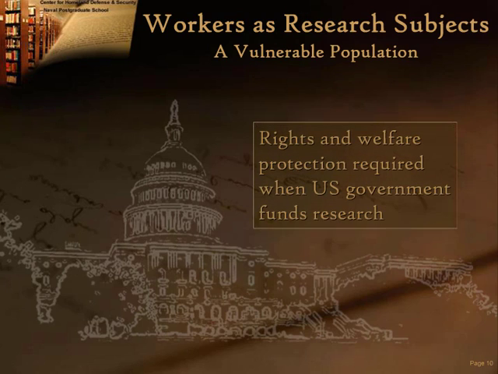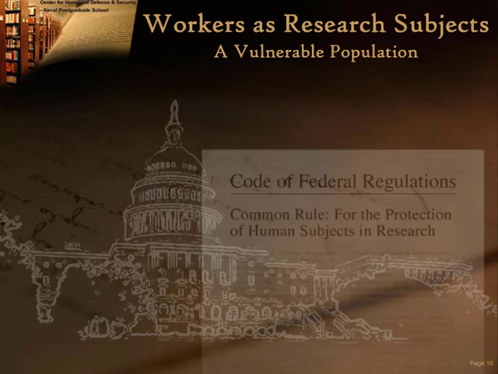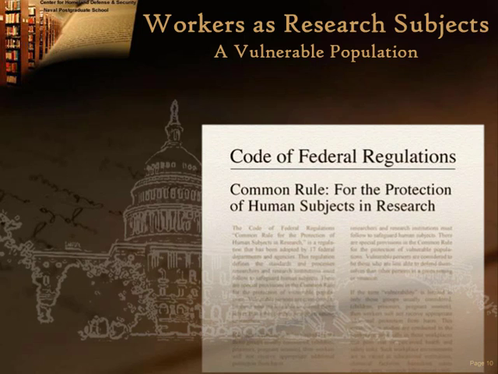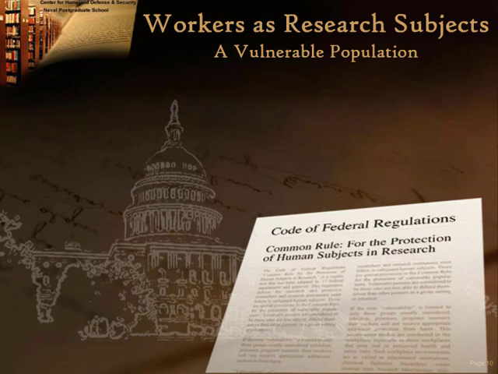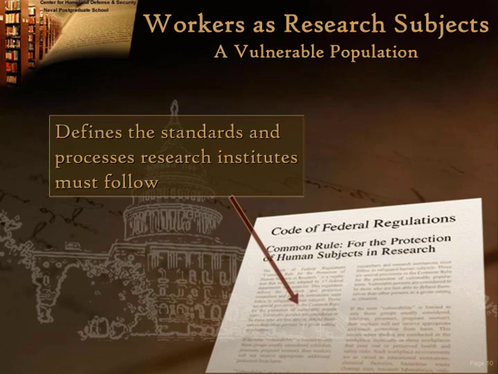The protection of the rights and welfare of human research subjects is required whenever the United States government funds such research. The Code of Federal Regulations, Common Rule for the Protection of Human Subjects in Research, is a regulation that has been adopted by 17 federal departments and agencies. This regulation defines the standards and processes researchers and research institutions must follow to safeguard human subjects.